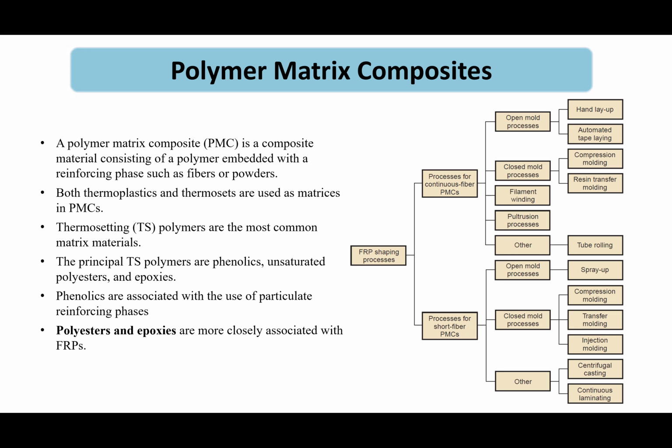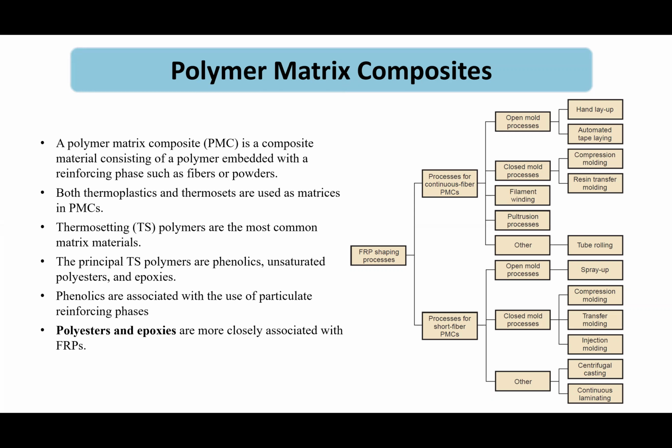Pultrusion is basically for the production of beams from long fibers. For long polymer matrix composites, we use pultrusion to combine a lot of fibers together to make beams or columns. And there are other methods like tube rolling. If you want to produce tube, then you can produce it using the continuous fiber and the polymer matrix. And in the case of short fibers, there is the open mold spray up method, and closed mold processes: compression, transfer, and injection molding can also be used.